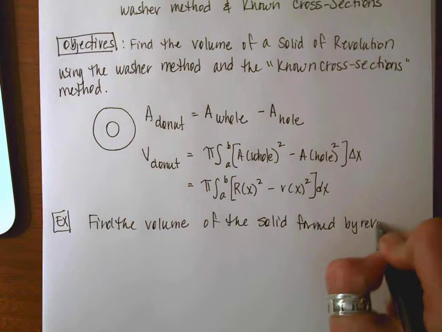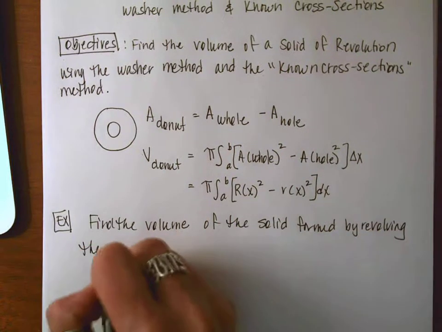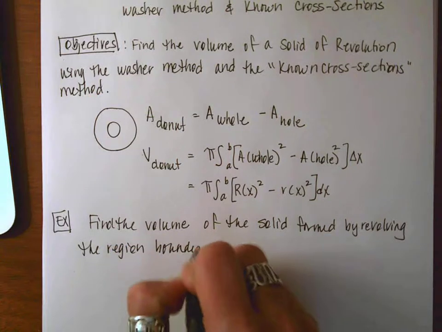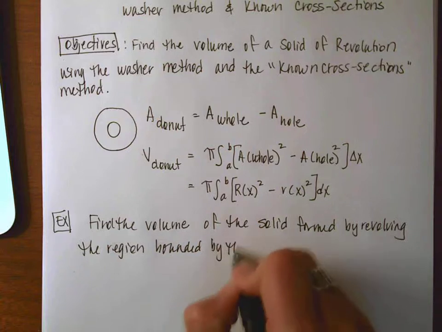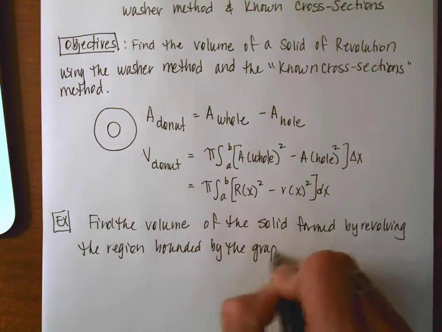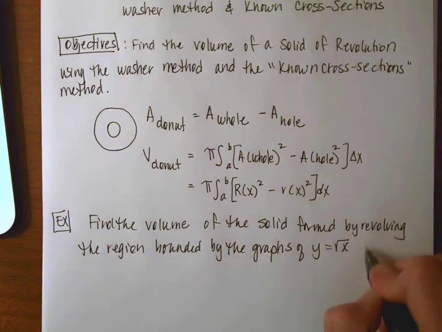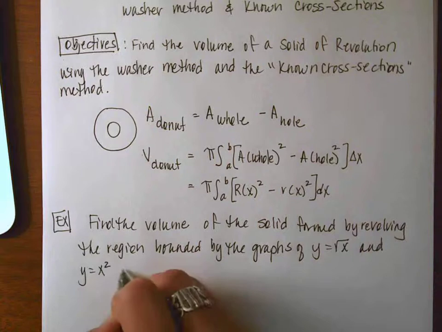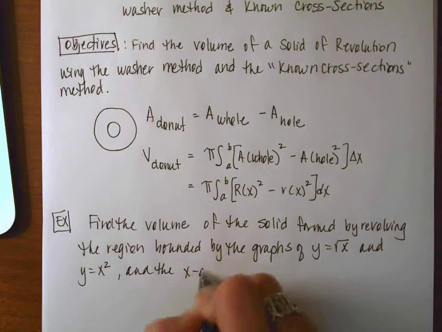formed by revolving the region bounded by, I think I'm scribbling a little bit today, the graph of y is equal to the square root of x and then our other one is y is equal to x squared and the x-axis.